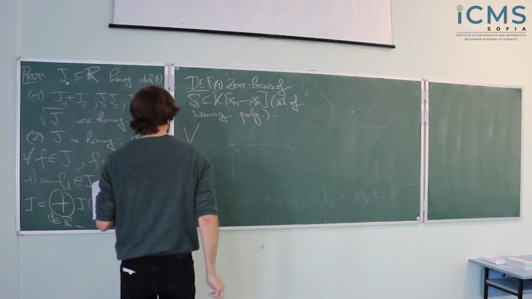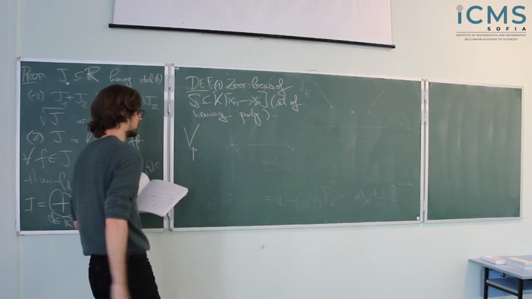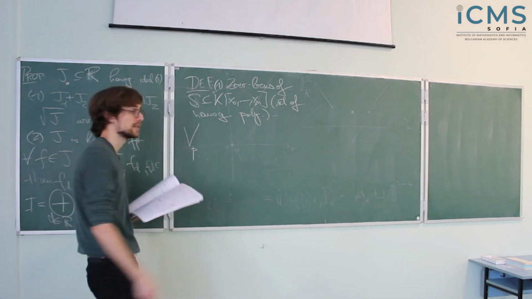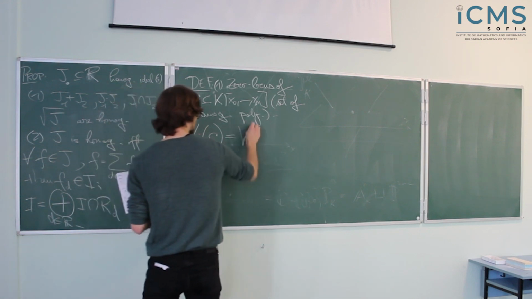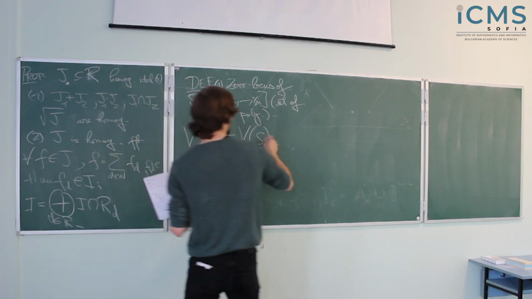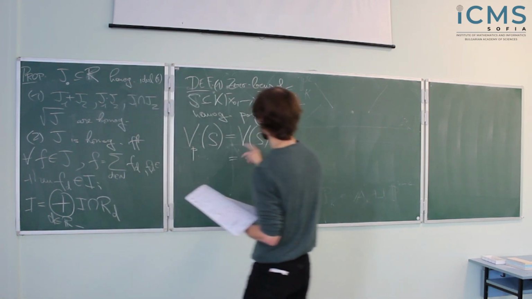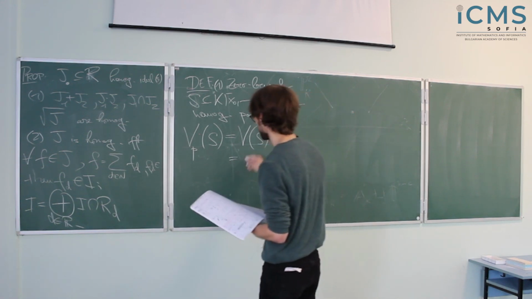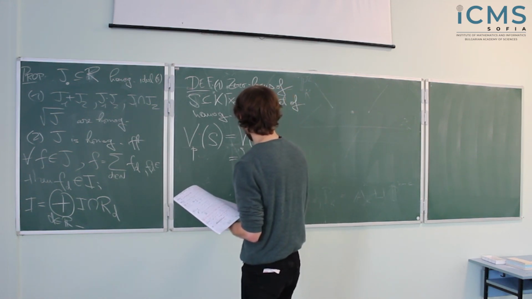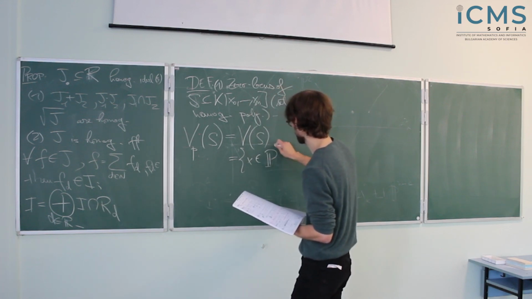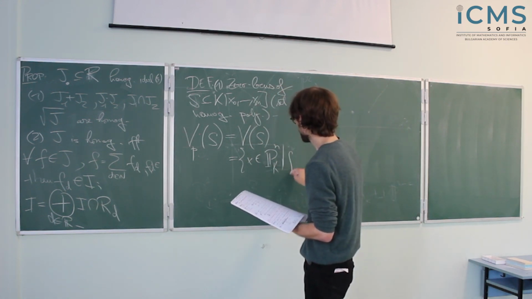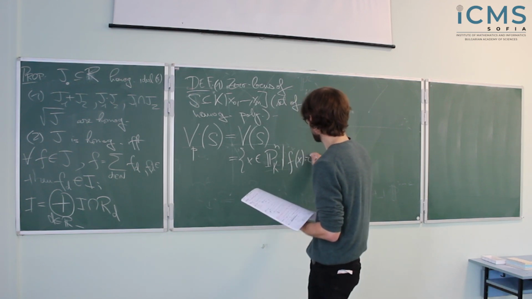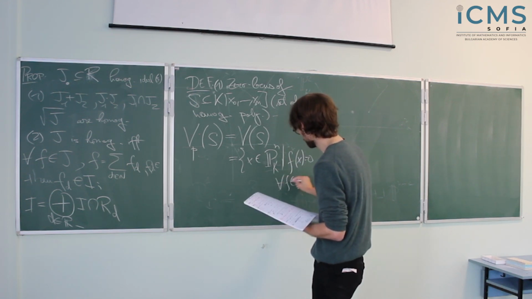So sometimes I'll have to make the difference between the projective and the affine. So sometimes I'll add the V inside, just here, but most of the time, if there's no confusion, this will just be written as V. So this is the points inside of P and of K, such that f of x is equal to 0 for all f in S.